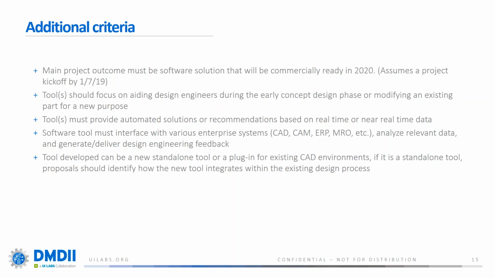Yeah, so any organization, regardless of your tier, so long as you are a DMDII member, can be the lead organization. You don't have to be a tier one industry member. Any organization. What we are asking is that there be a technical principal investigator identified who will be driving the technical aspects of the project. They don't have to be an employee of the lead organization. They have to be an employee of one of the project participants, but not of the lead organization.